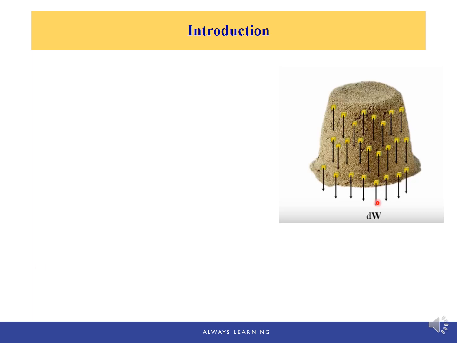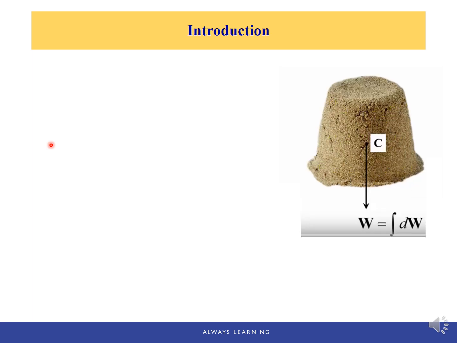But usually we do not use those distributed loads, the dW. Instead, we replace the distributed load with one concentrated load, W, and place it at the centroid of the body, or the center of the body. To make sure this weight, W, has the same effect as the distributed load, the dWs, it needs to satisfy two conditions.